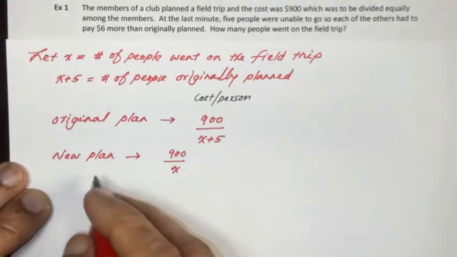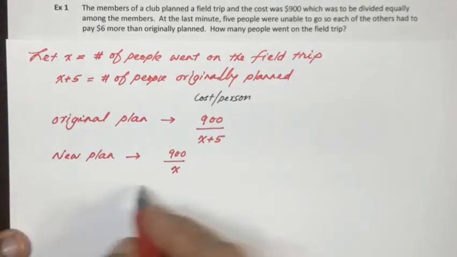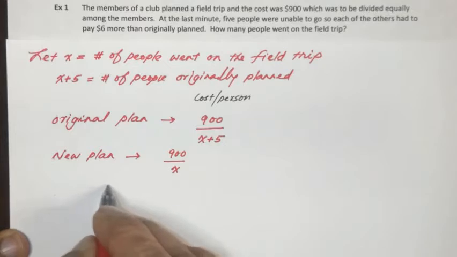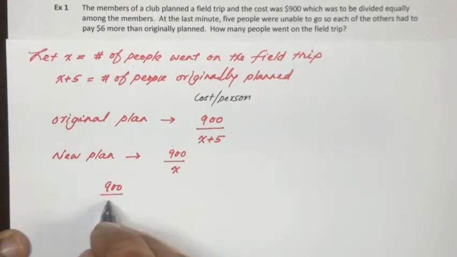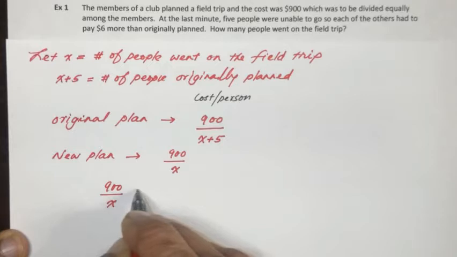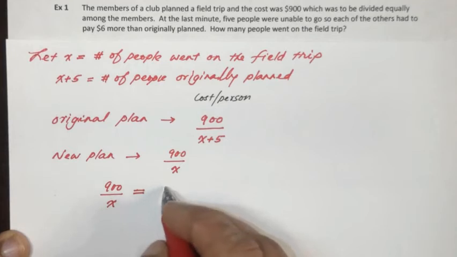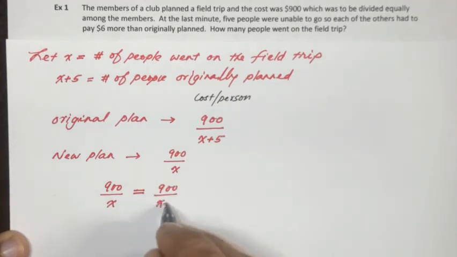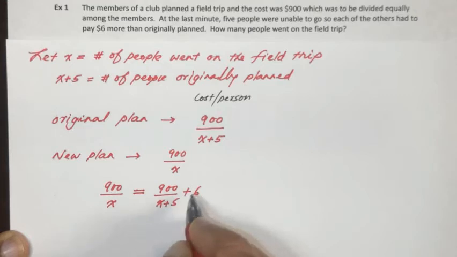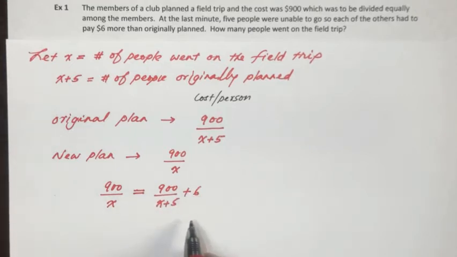So let's make this relation right here. This is going to be 900 over x. The new plan costs more per person, so it equals 900 over x plus 5, plus 6. The new plan costs $6 more than the original plan.